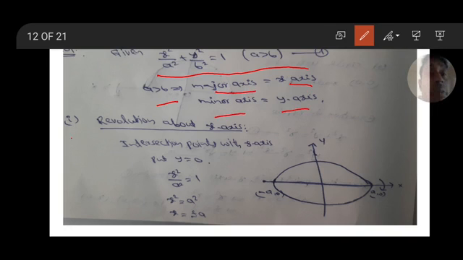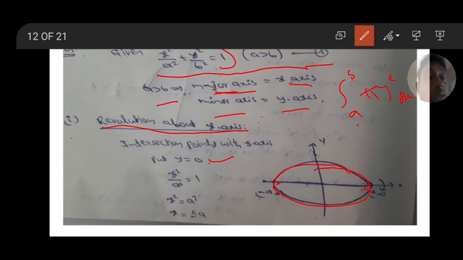So first problem, revolution about x axis means it's a major axis. So first we need, it is an ellipse, its intersection points with x axis, because the formula is integration a to b pi y square dx. So we have to find the limits. So intersection points with the x-axis means y equal to 0. Put y equal to 0 in the equation 1.